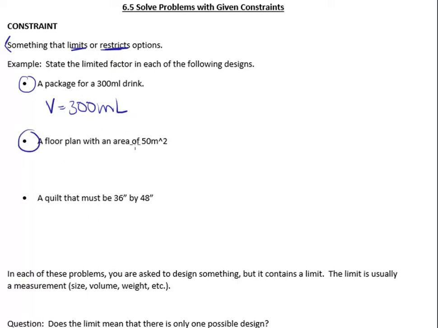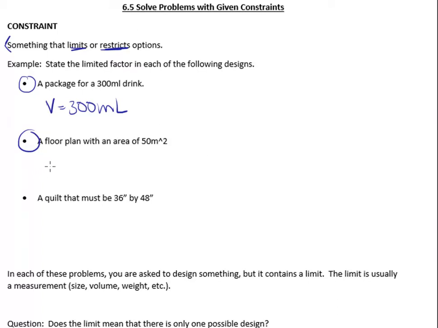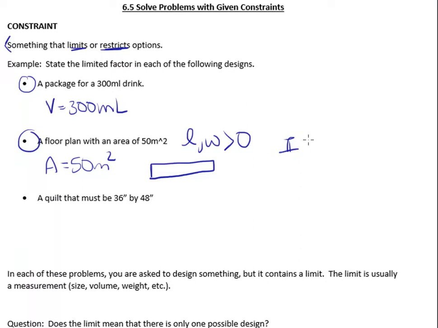Now, a floor plan with an area of 50 meters squared. Okay, so this one's a little bit more complex. So a floor plan, so we know that the limiting factor is 50 meters squared. In order to have area, the length and the width have to be greater than 0 because we can't have 50 times 0. Okay, so if we think about this, and I'm just going to do this in integers, so length and width are elements of integers.